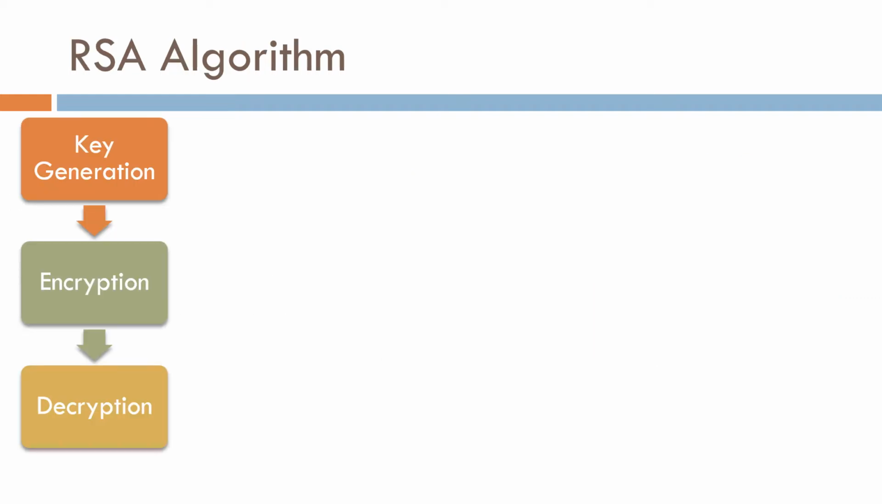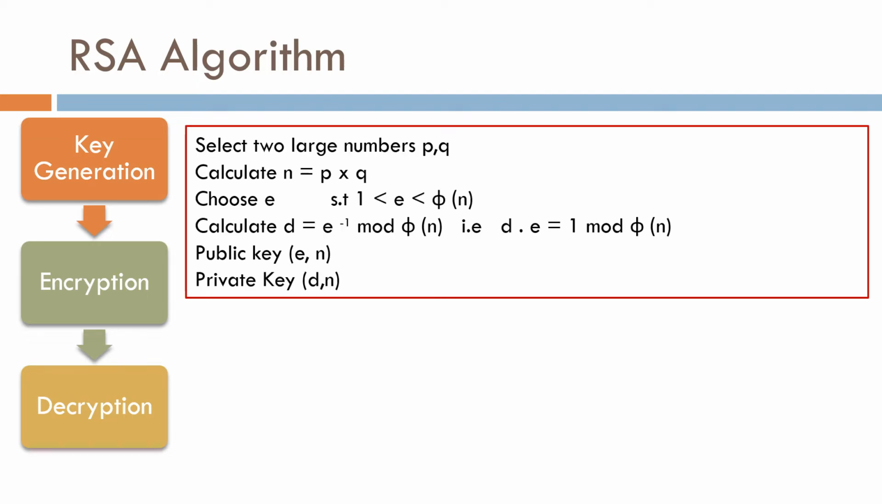There are three steps involved in the RSA algorithm. The first one is key generation, next the encryption and decryption process. For key generation, we need to select two large prime numbers P and Q, and we need to calculate the integer value n, which is the multiplication of P and Q. And we have to choose the integer e such that 1 < e < φ(n). φ(n) is the Euler totient function of n.